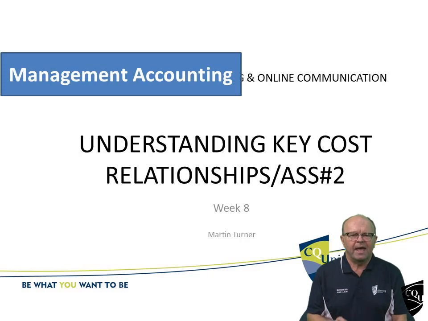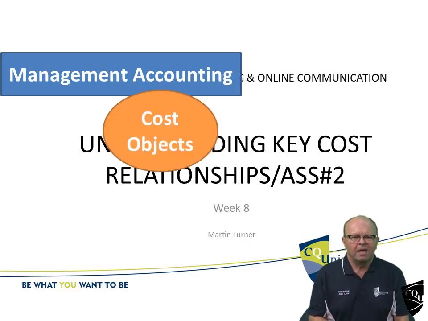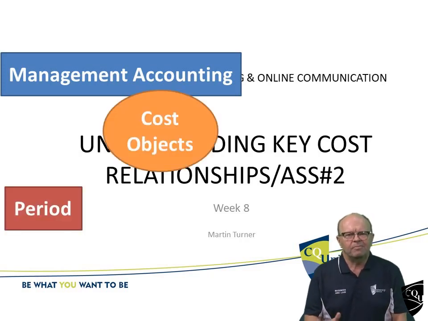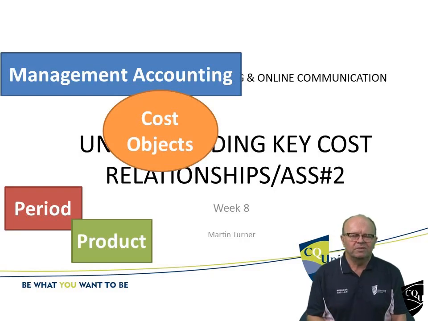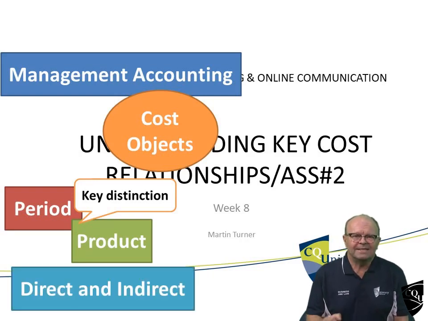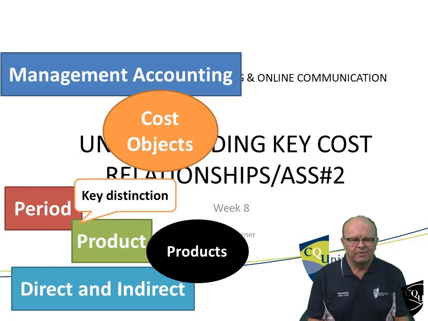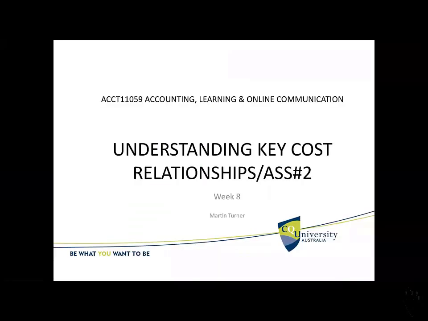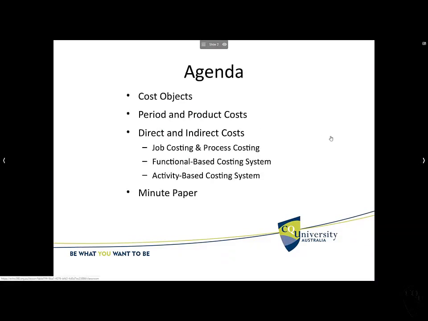We first look at how we use cost objects. We then look at period and product costs and the importance of this key distinction in the costs of our firms. We then look at direct and indirect costs and how these are allocated to products. Looking at understanding key cost relationships, and in our workshops we'll be looking at assignment 2.